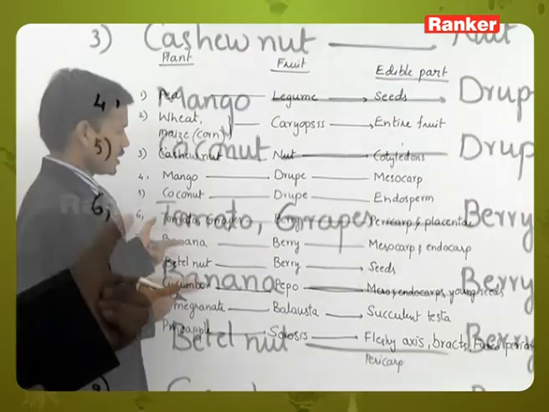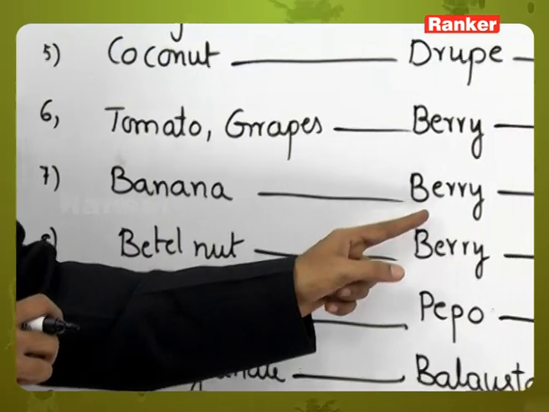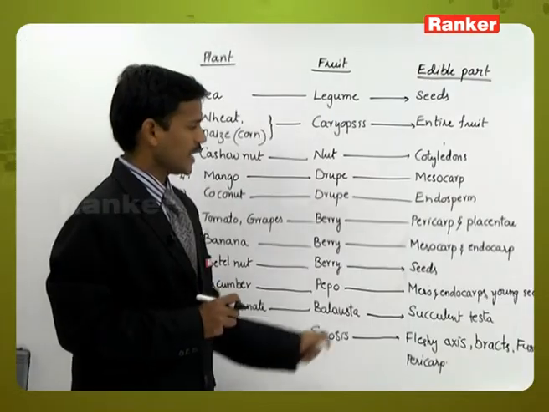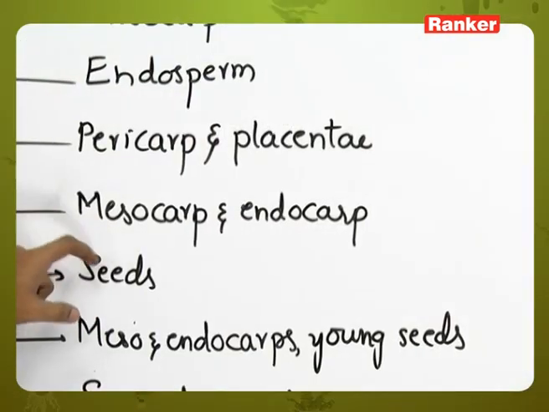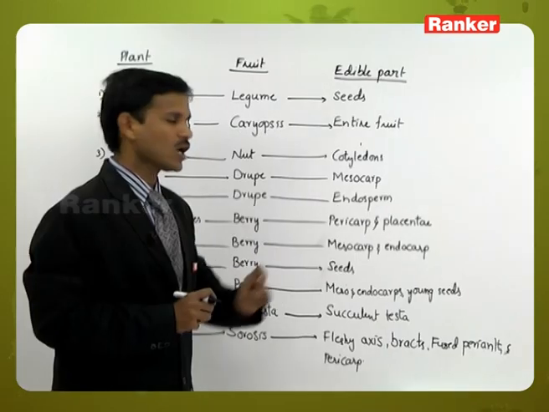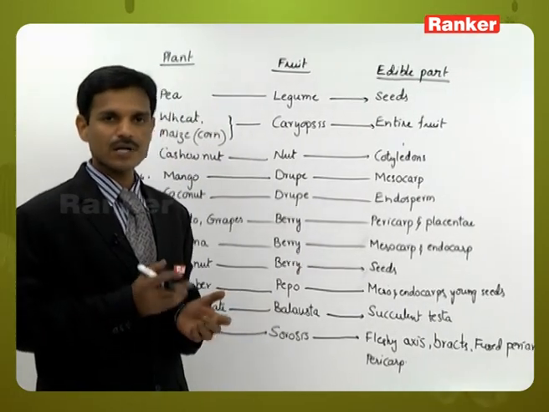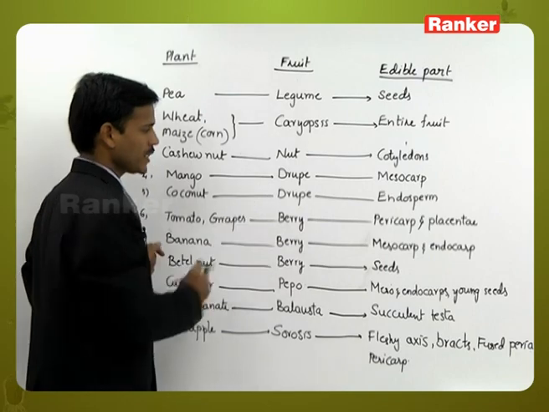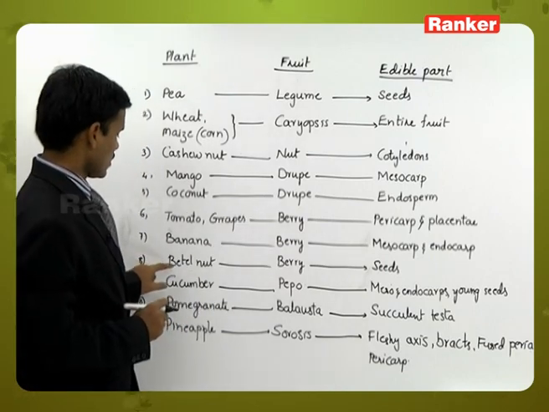Here, banana. In banana, the fruit is a berry, and the edible parts are not the epicarp, mesocarp and endocarp all together. The outer epicarp is not edible. The inner mesocarp and endocarp are edible.